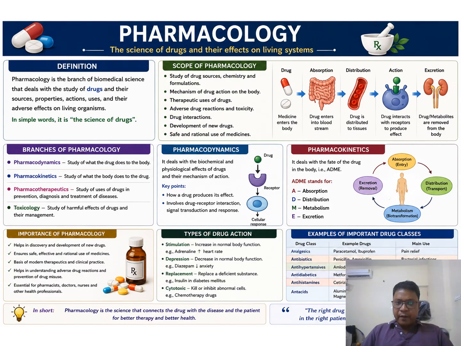It deals with the fate of the drug in the body, or how our body reacts to the drug. So it will be like absorb first, then distribute, then metabolize, then excrete. So this is the overall cycle of pharmacokinetics.